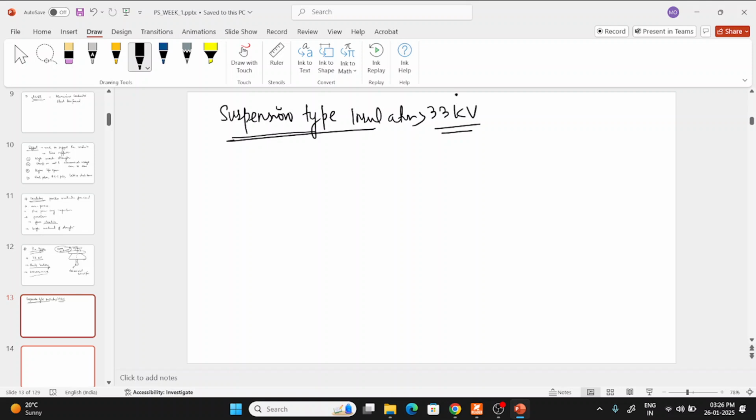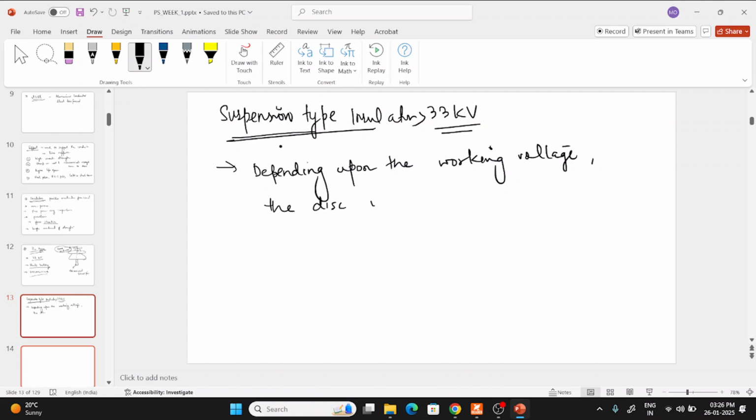Now, depending upon the working voltage, the number of discs will be determined. So I will write it down here. One thing in a suspension type: depending upon the working voltage, the discs will be provided on the string.